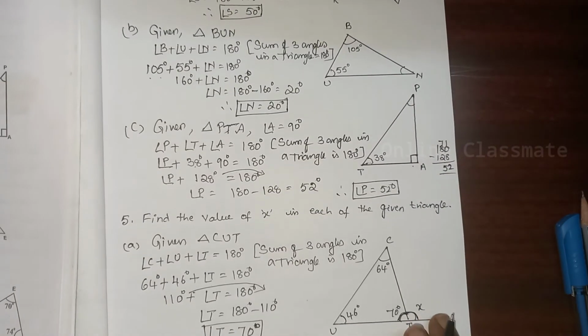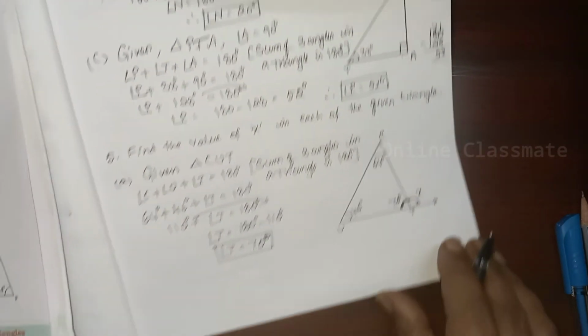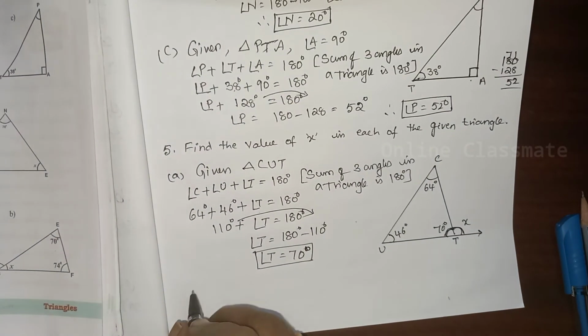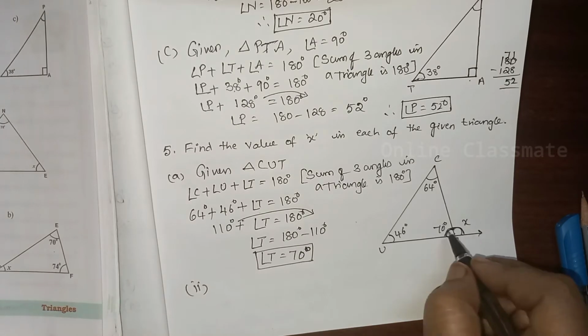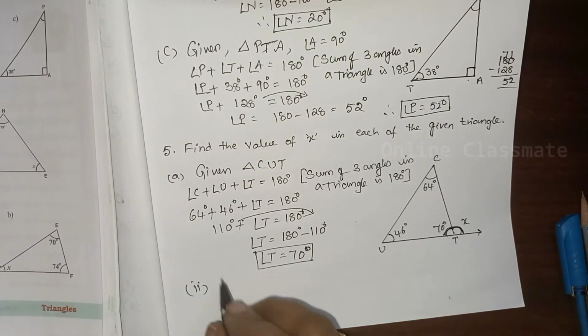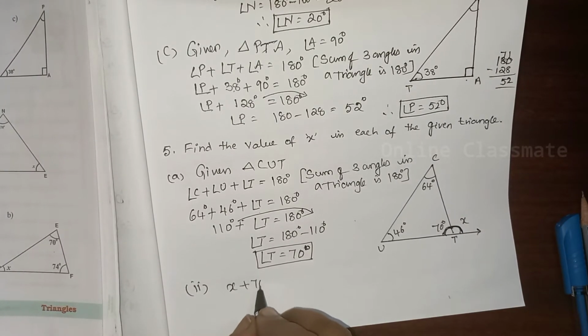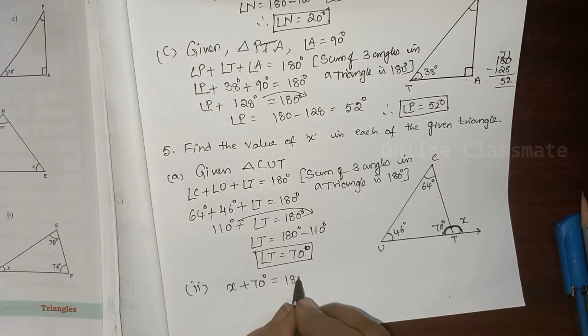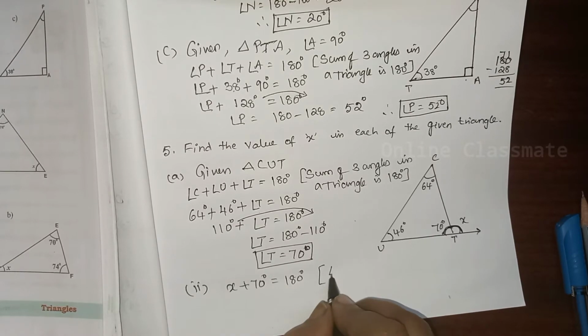Okay. Now second part. Look. X plus 70 is equal to 180. X plus 70 degrees is equal to 180 degrees. Why? Linear pair.